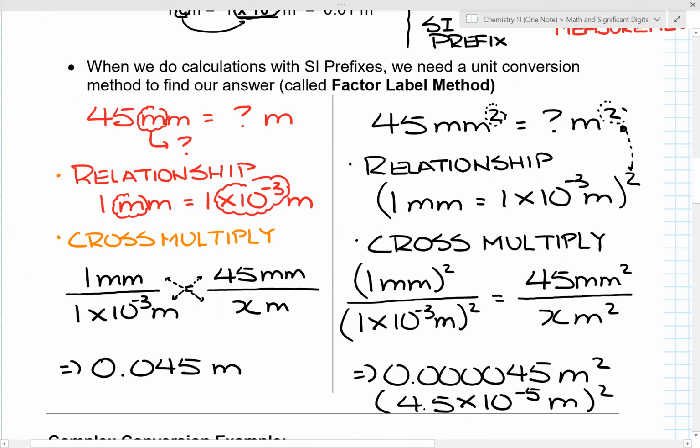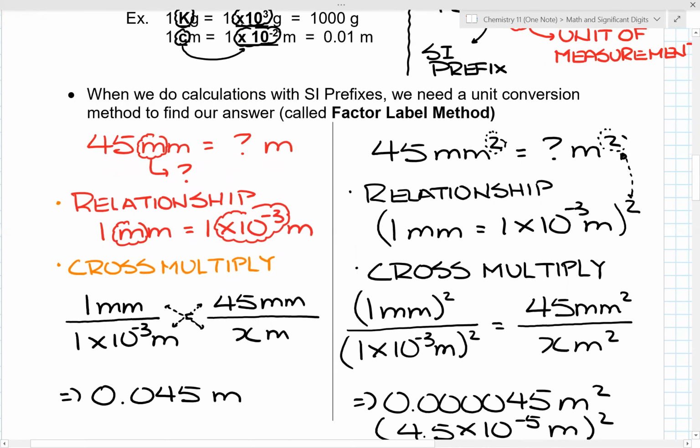Okay. Now, the reason why I chose the same question, the same numbers, and just added the square, is to show you that you're still doing the exact same steps. It's the relationship, and then you cross multiply because you are converting the units. So at this point in time, all I want you to be aware of is the fact that you are working on the process.